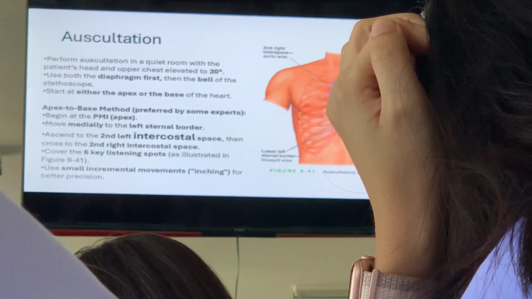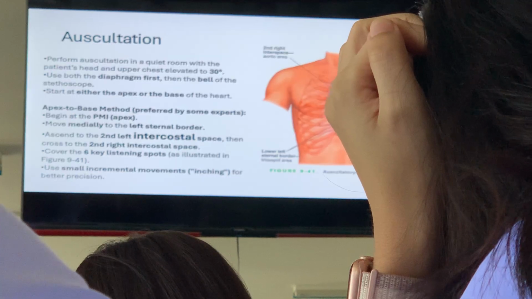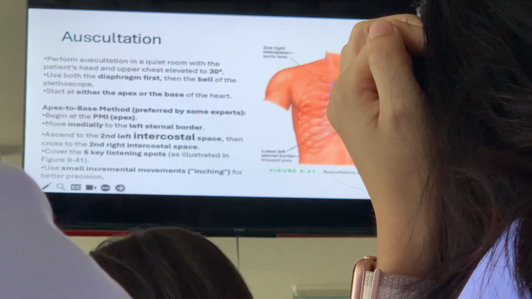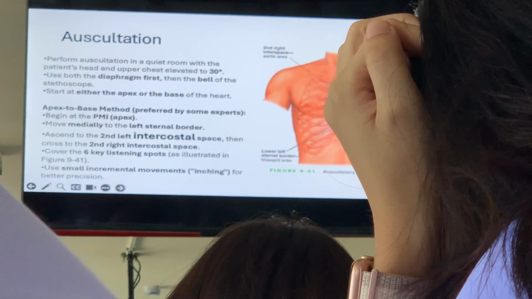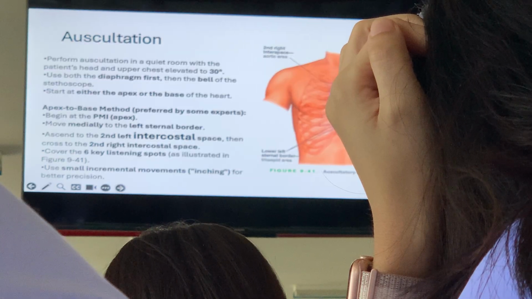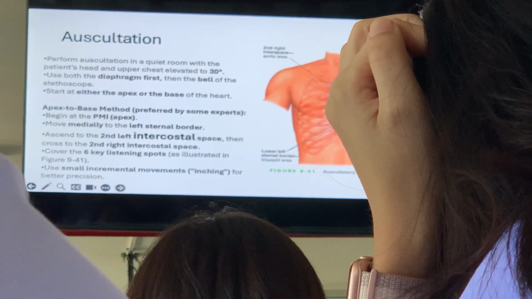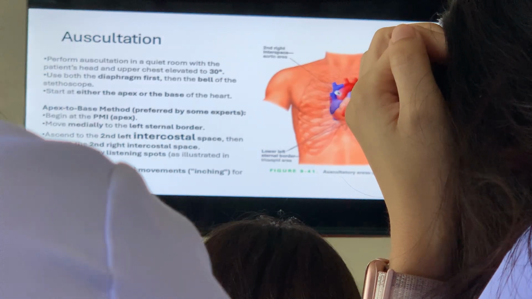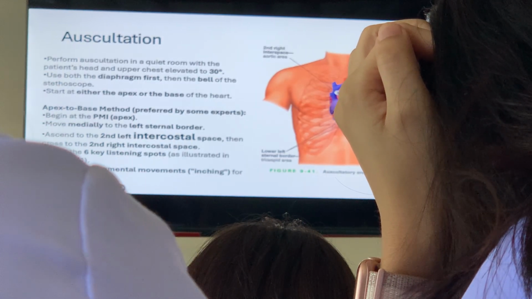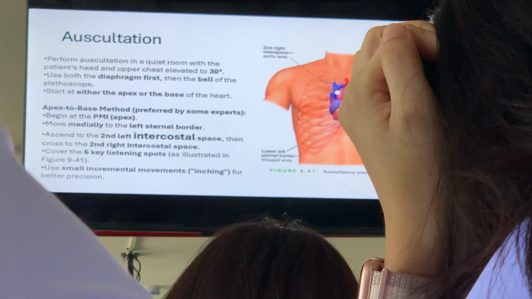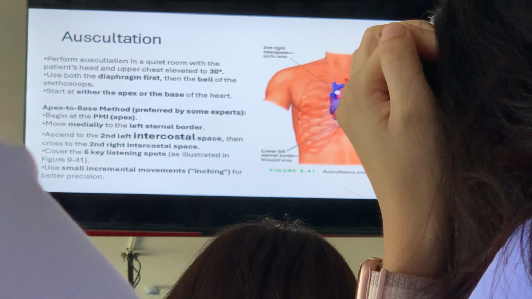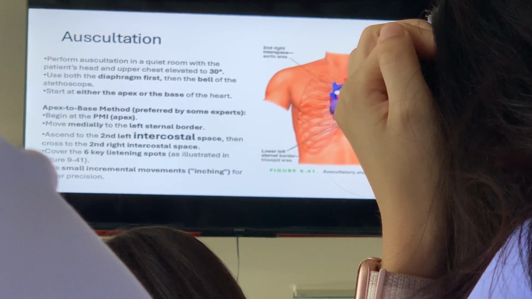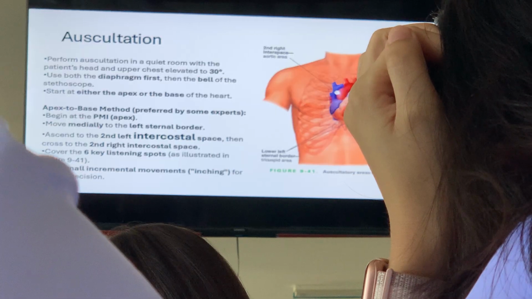Then you move medially to the left lateral sternal border. So you start here, then you move up, okay? From here, you move up until here. So you ascend the left intercostal space, then cross to the right intercostal space. That way, you will not miss any valvular problems. So you cover at least 6 key listening points.